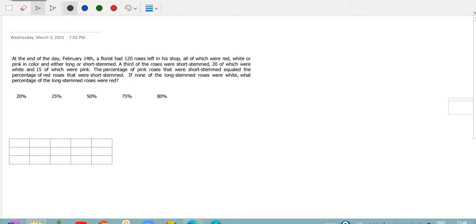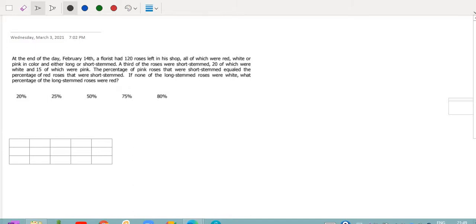Let's take another GMAT grid question. According to this question, a florist had 120 roses left in his shop, the color of which are red, white, or pink. Now, there are two other categories, long or short stemmed. So quite clearly, we need a grid in order to solve such questions, right? So help me out.